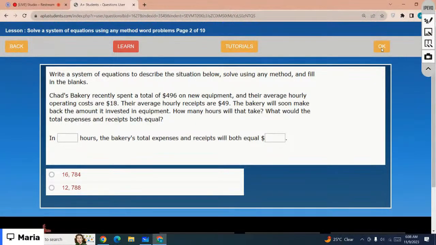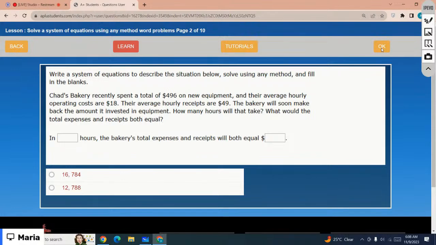Write a system of equations to describe the situation below. Solve using any method and fill in the blanks. Shad's Bakery recently spent a total of $496 on new equipment, and their average hourly operating costs are $18. Their average hourly receipts are $49. The bakery will soon make back the amount it invested in equipment. So, how many hours will that take?